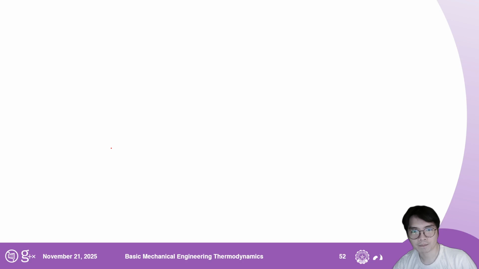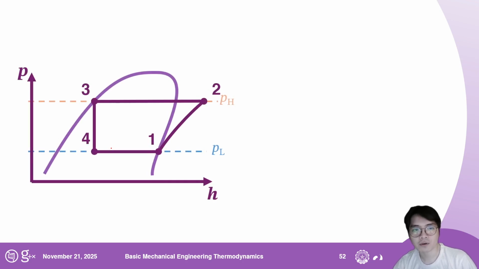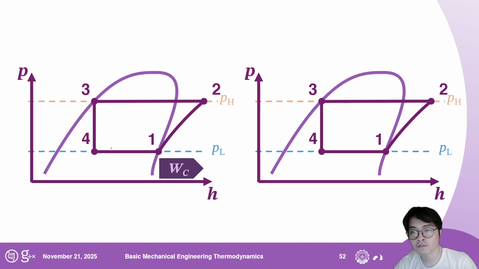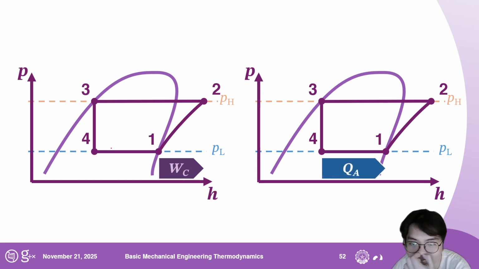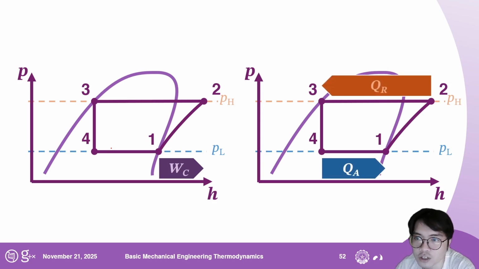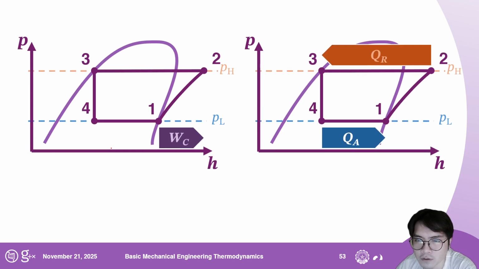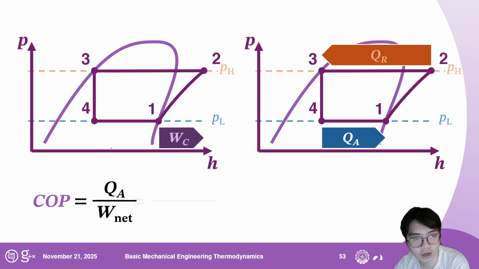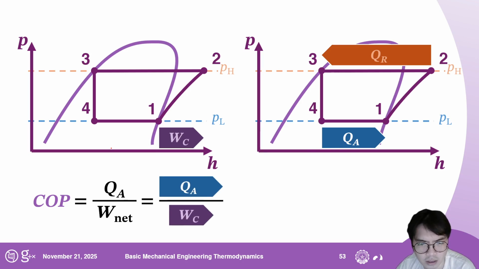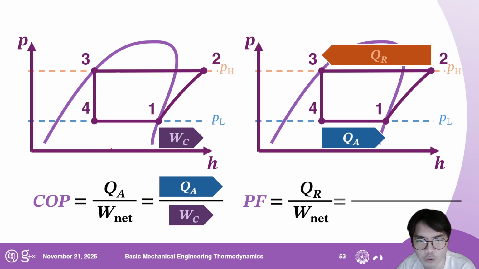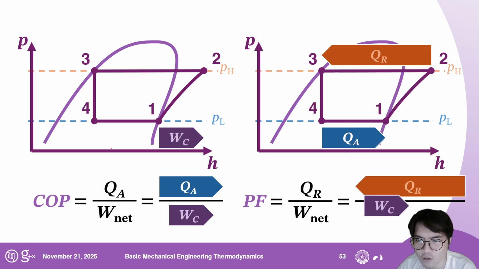But we can now say that our input is the work of compression, this length right here. And you have two possible outputs. One is the heat that you have absorbed for refrigeration systems, QA, and QR, the heat that you have rejected for heating systems. And so now, if you're thinking ahead, the COP is going to be QA over work net, this over this. And for PF, your performance factor is going to be QR over work net, this length over this.